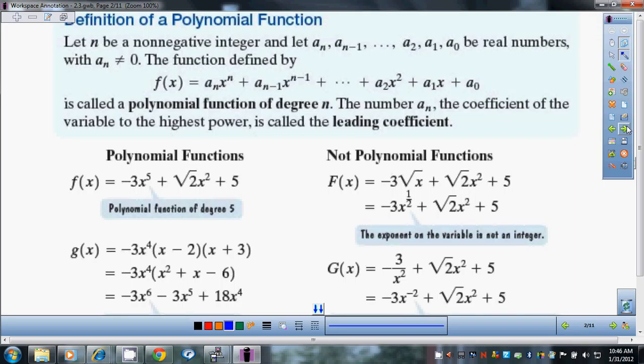Now, this is only important just for an FYI. It's not like I'm going to ask you, is this a polynomial function? But these are going to be what we're dealing with in this entire chapter. Just so you know, you're not going to have anything like this. Only that. Anyway, polynomial functions.